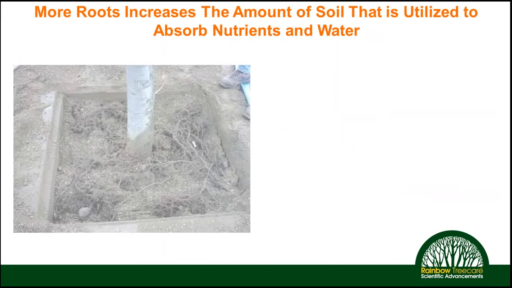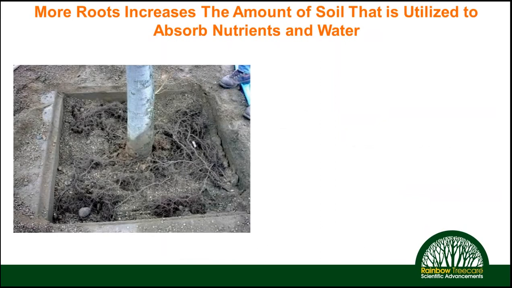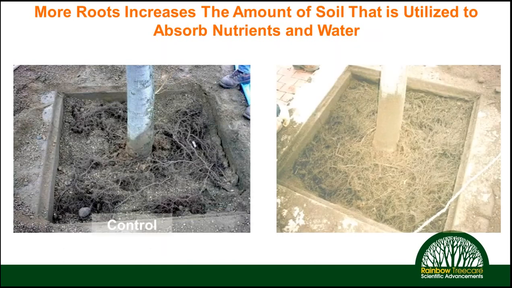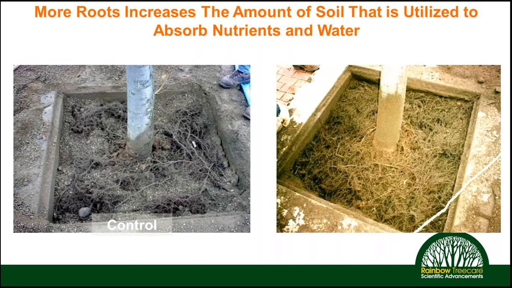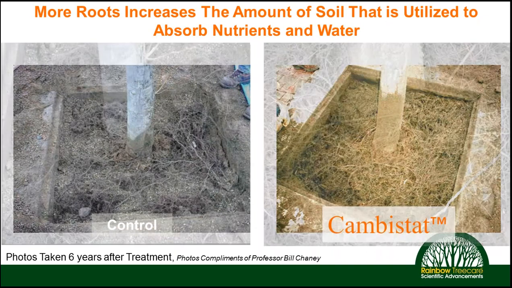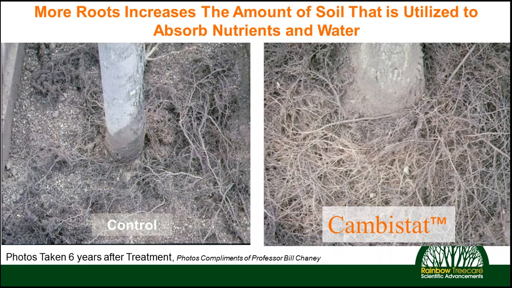So what we use this for is in trees that are in compromised situations, planting pits, for example. We've seen these planting pits, they're just too small, and so what we'll see is an increase of the fibrous roots. Here's the control tree in the pit, and here's the same tree with Cambistat treated on the right-hand side, much more fibrous root growth, able to what? Bring up more nutrients, able to bring up more soil moisture. And you can see this is 6 years after treatment.